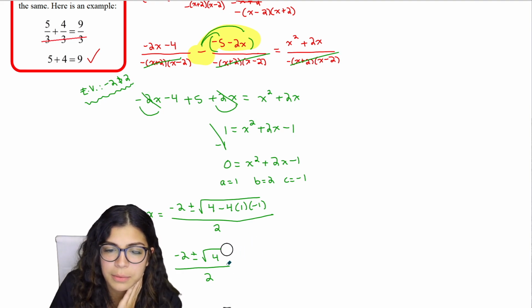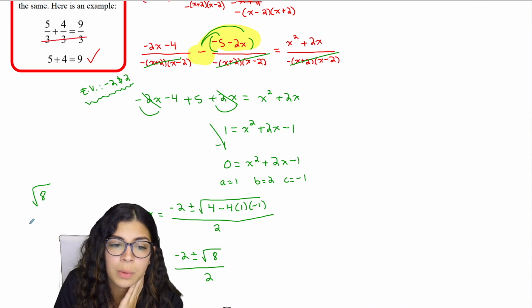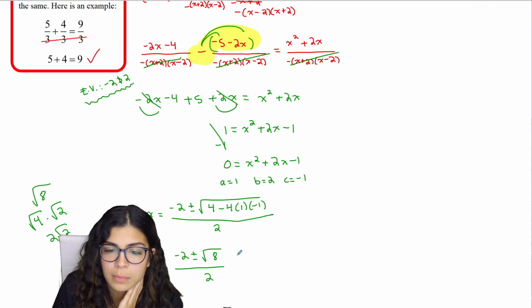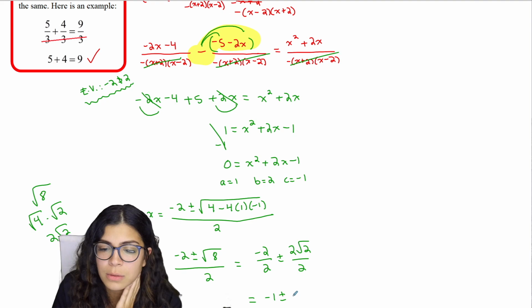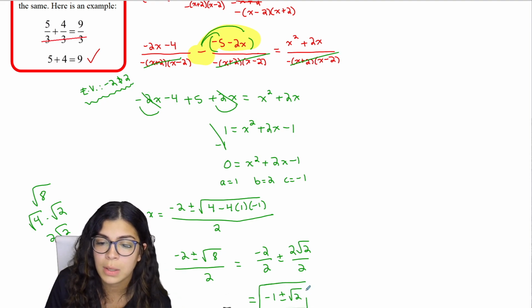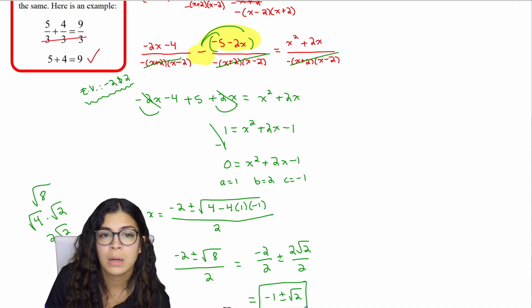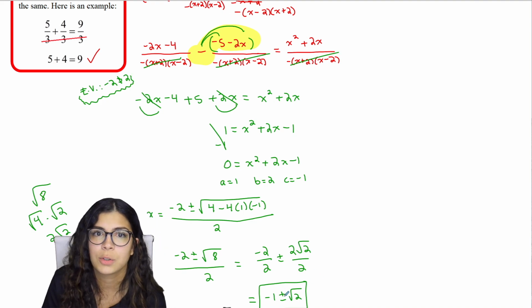So let me actually just simplify that right in here to save space. And the square root of 8 would break up into the square root of 4 times the square root of 2. So this is 2 square root of 2. So you're going to have negative 2 divided by 2 plus minus 2 square root of 2 over 2. So final answer, negative 1 plus minus square root of 2. So we have two solutions, negative 1 plus square root of 2 and negative 1 minus the square root of 2. Neither of those are one of our excluded values, so that's a good solution.